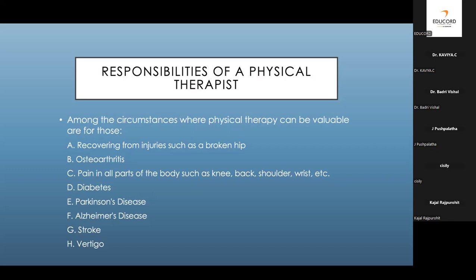Because the patients are elderly, the chances of arthritis will be quite high. Pain in all body parts such as knee, back, shoulder, wrist, etc. should be taken care of. Diabetes should be taken into consideration. Parkinson's, Alzheimer's, stroke, vertigo, all these diseases are comorbid conditions for other geriatric syndromes which can hamper the activities of daily living in the elderly. We have discussed this earlier also, and as a physical therapist, I would urge you to always keep all these conditions in mind while treating any geriatric patient.